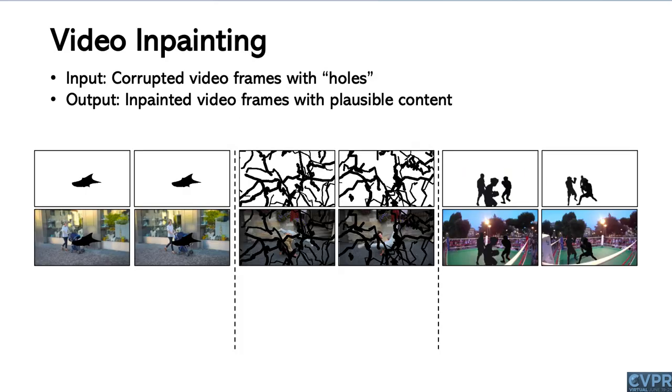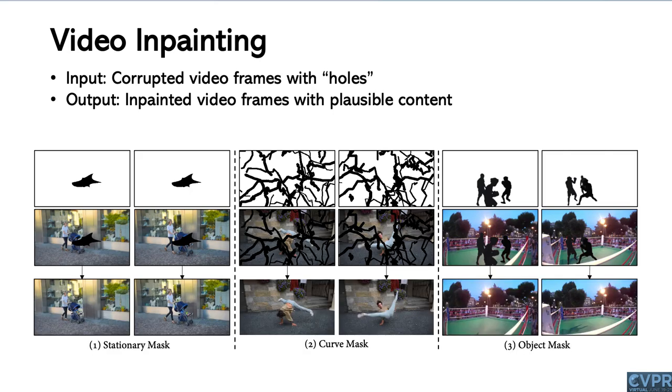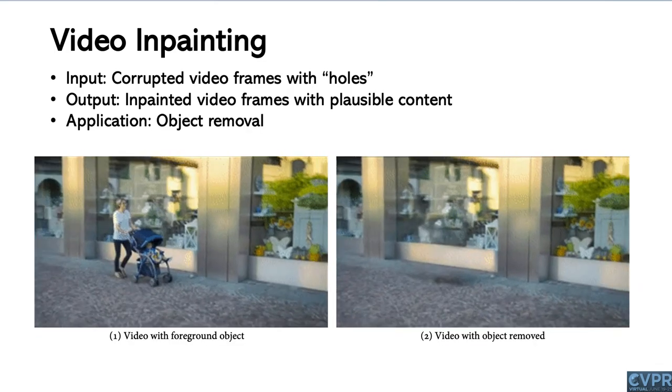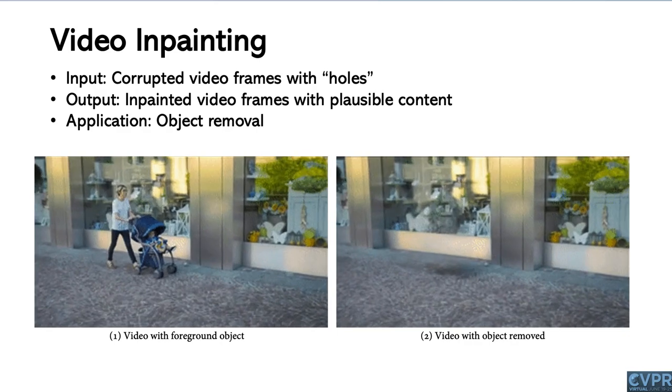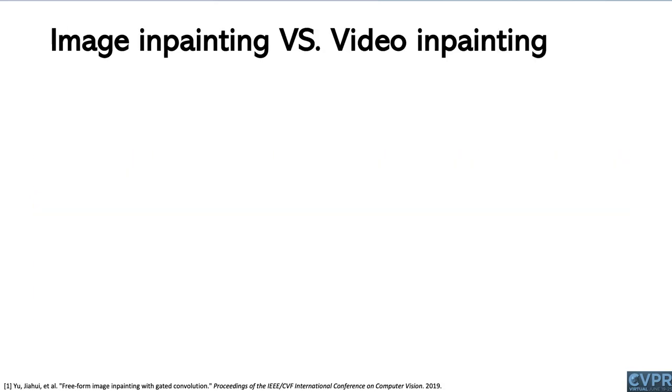Video inpainting is a task that aims to fill spatial temporal cropped regions with plausible contents. The input of this task usually consists of cropped video frames and their corresponding masks, and the outputs are the inpainted frames with plausible contents. Here, we show a demo video on object removal, which is an application of video inpainting.